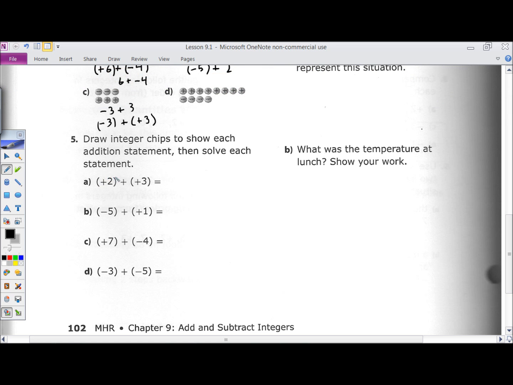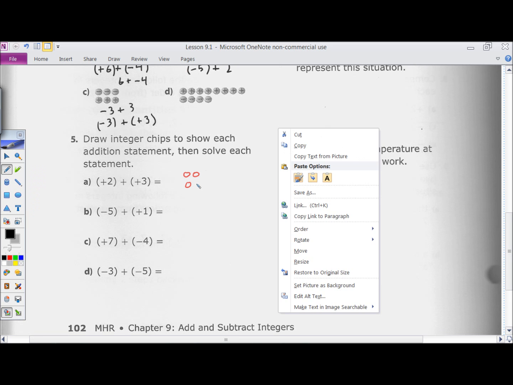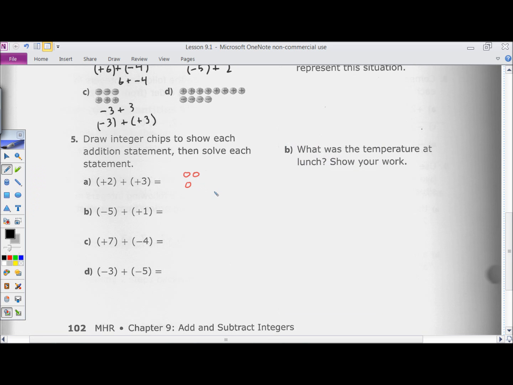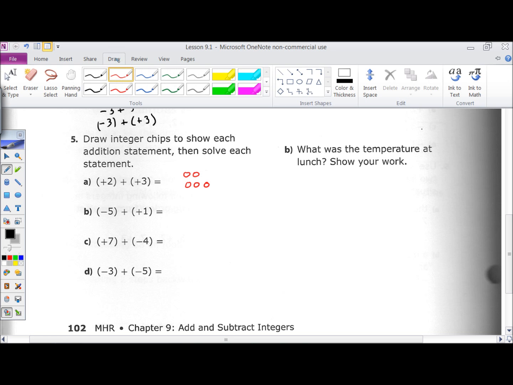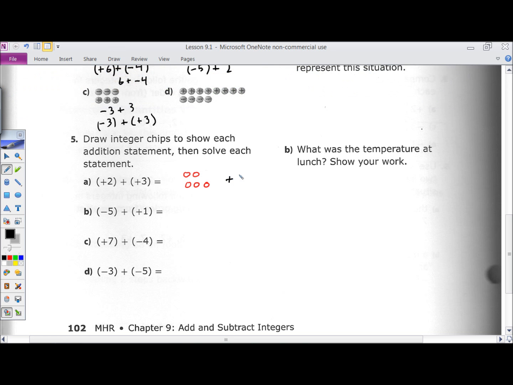Okay, we got positive 2 plus positive 3. So I'm going to have 2 red chips to represent my positive 2. And then in a row below it, I'm going to do 3 red chips to represent my positive 3 that I'm adding to it. So positive 2, positive 3. I count up how many chips I got. 1, 2, 3, 4, 5. My answer is positive 5.